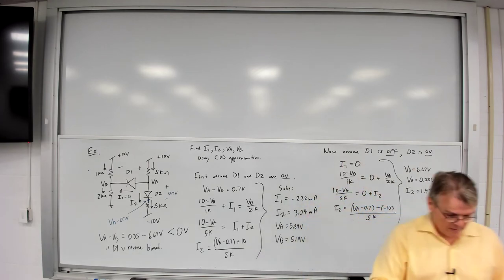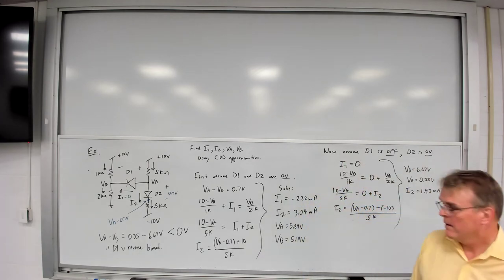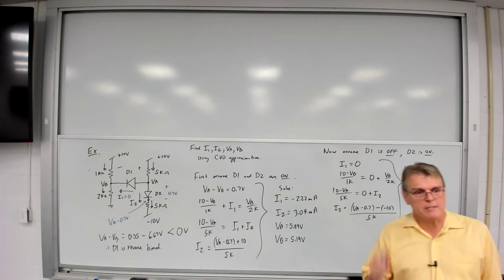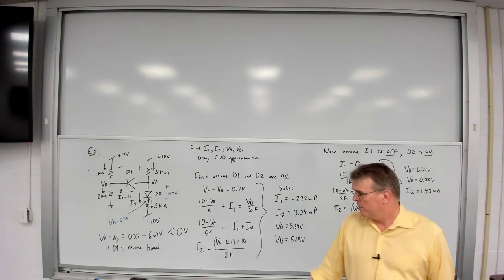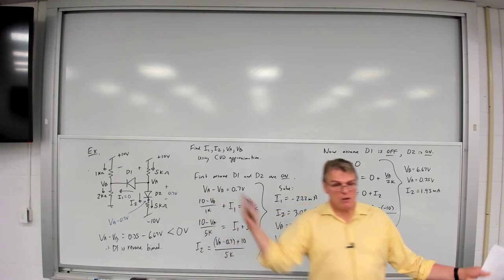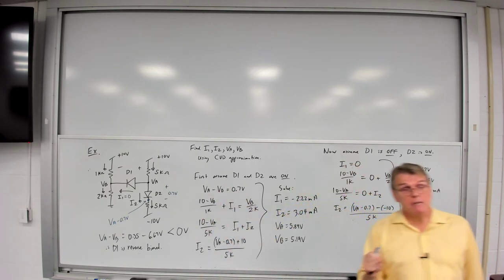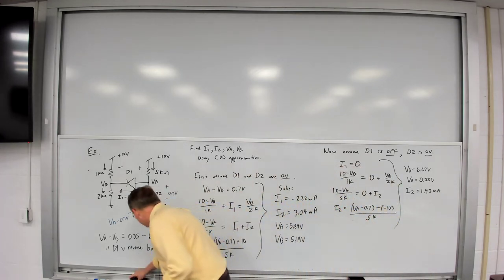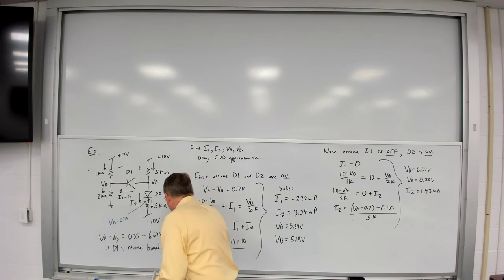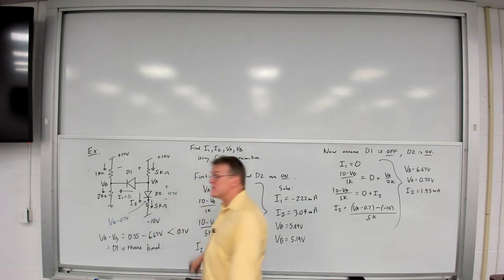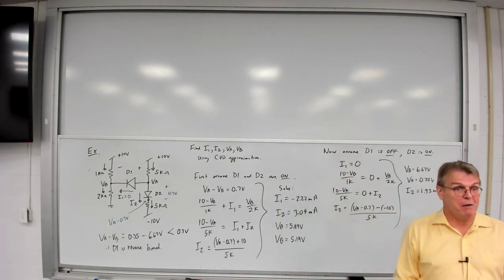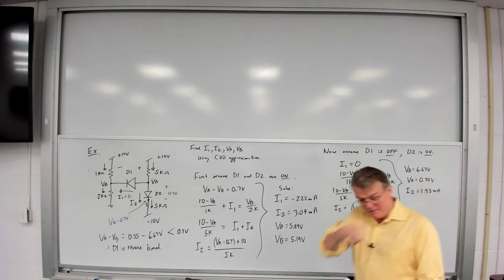Yes? I was wondering, what if VB1, we calculate, is positive, but it's less than 0.7? Is it on? It's still off, exactly. It's got to be 0.7 or greater. If it's less than 0.7, it is still off. Okay. Now, in this case, it's negative, so I know it's off, but you're correct. Actually, it just needs to be less than 0.7 volts for the CVD model for it to be off. So if I want to be more explicit about it, as you correctly point out, I should really say this: is it less than 0.7 volts? Because that's really the cutoff value for the CVD model. All right, good point.